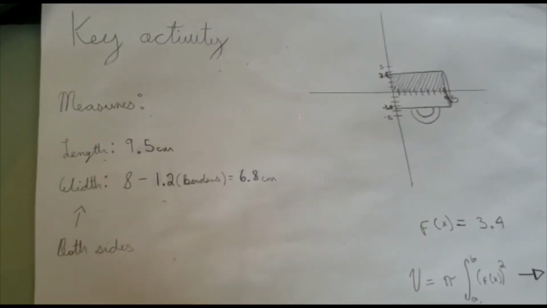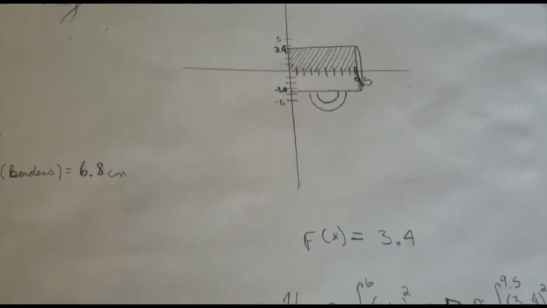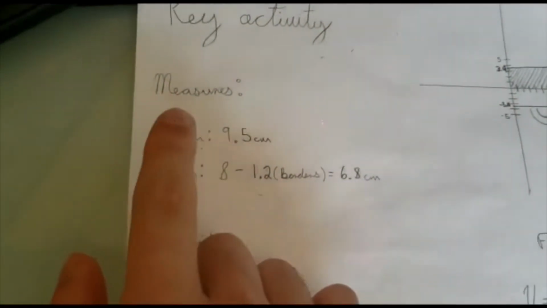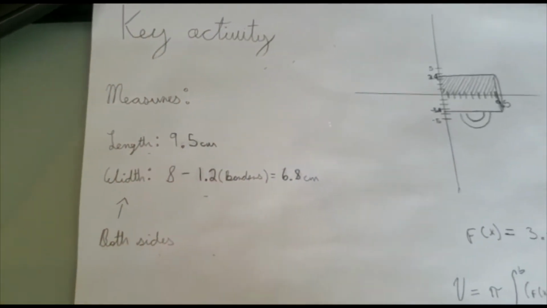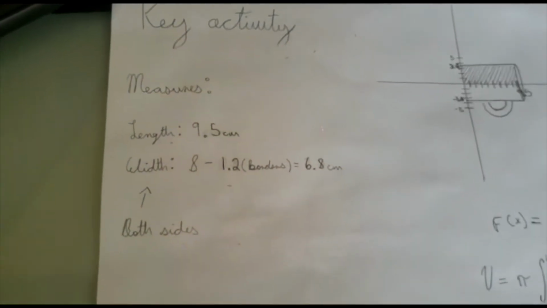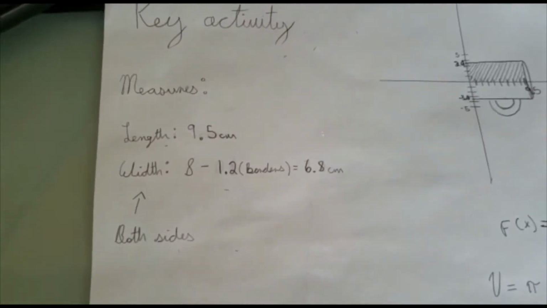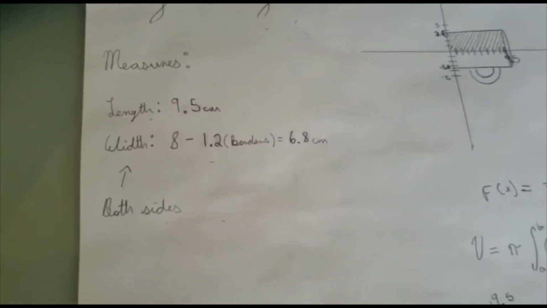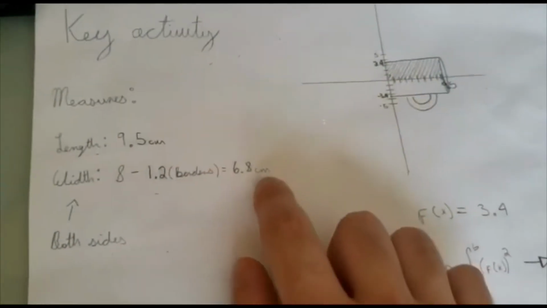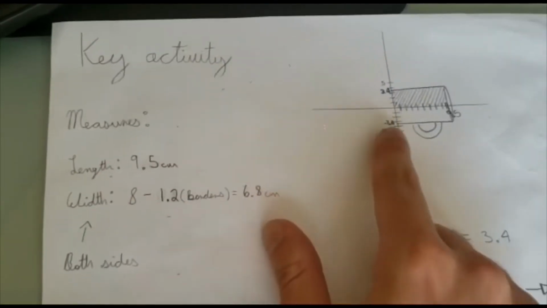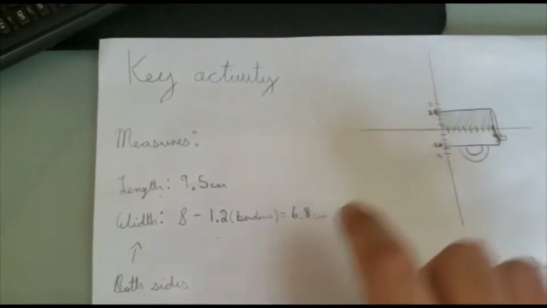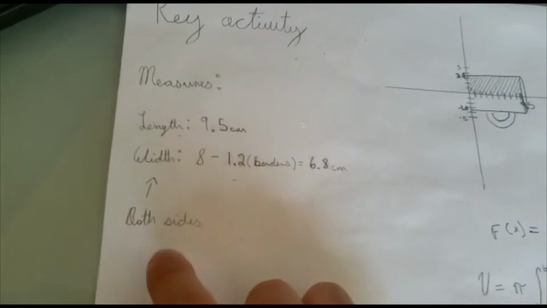In these steps, we graphed the cup according to the function, which is 3.4, and we have our measurements here. The length is 9.5. That's where the function came from. The width is 8 centimeters, but each of the borders is 0.6 centimeters or 6 millimeters. So we subtracted 1.2 centimeters, and that gives us 6.8 centimeters in width. And we divided by 2, and that's why we have the 3.4. These are the borders for both sides.